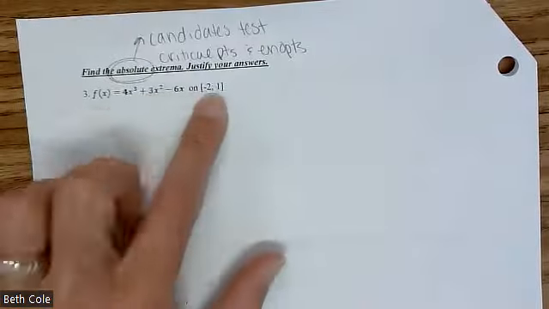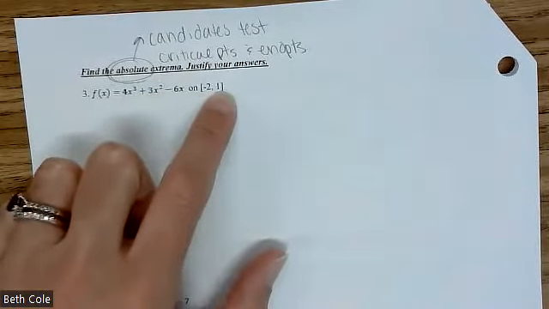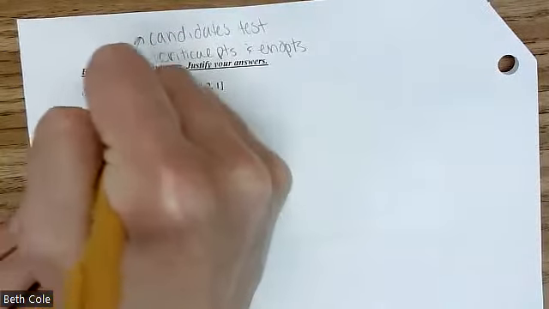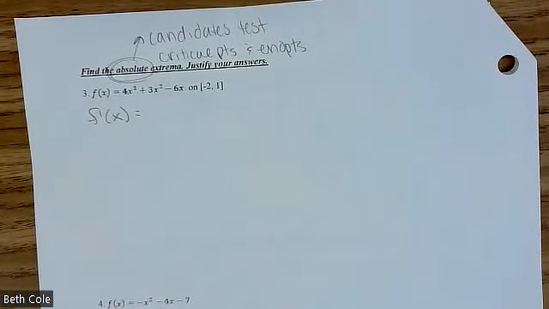All right, so here's our function. This is our interval. So those are our endpoints, -2 and 1. We just need to go find the critical points. I'm going to pause the recording. I want you, with each other, to compare what you got. I want you to find the critical points.